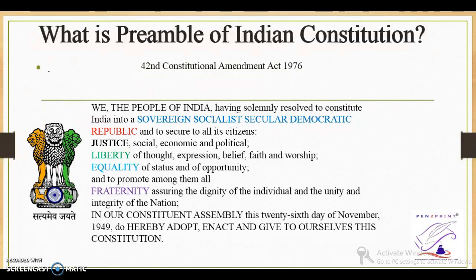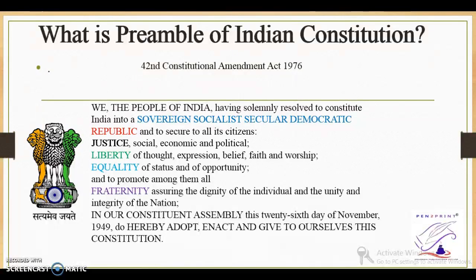A preamble is an introductory or explanatory statement in a document that explains the document's purpose. It is like a preface of a book, which explains what the content of the book is, what the main essence of the document is.